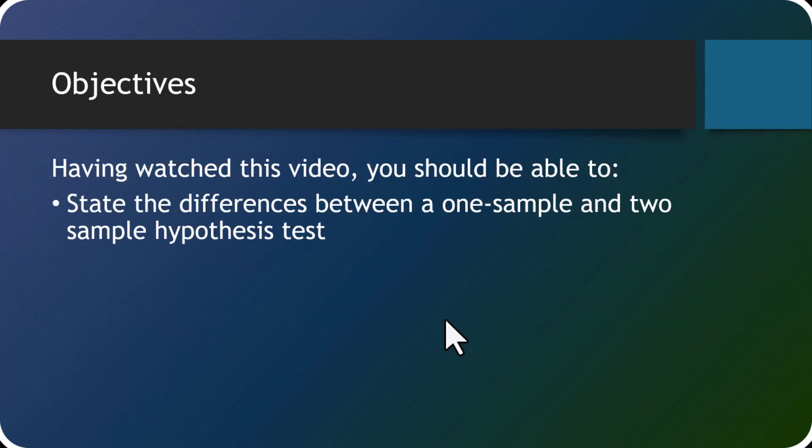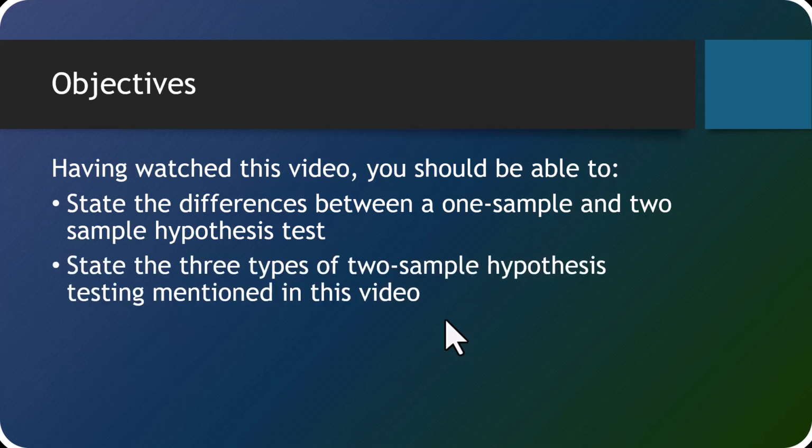So now that you've watched this video, you should be able to state the differences between a one-sample and two-sample hypothesis test, and also state the three types of two-sample hypothesis testing mentioned in this video.